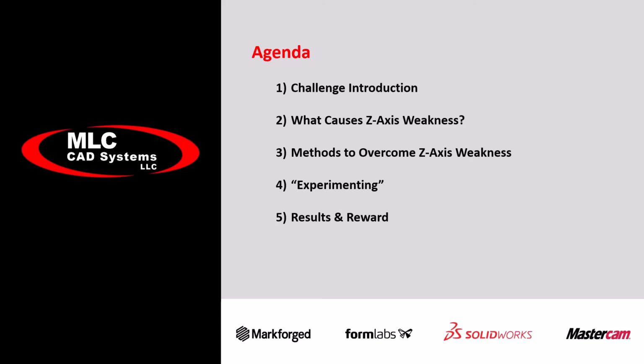So I'm going to start in the same order today, where we'll talk about the challenge that I got faced with, and we'll talk about why that Z-axis weakness created this challenge, and then we'll talk about methods for overcoming the Z-axis weakness before moving on to actually experimenting with these methods. And you'll notice experimenting is in quotations here, and there's a reason for that, which I'm sure you'll understand later. And then, of course, after that, we'll discuss the results and see the final reward for all of this hard work.